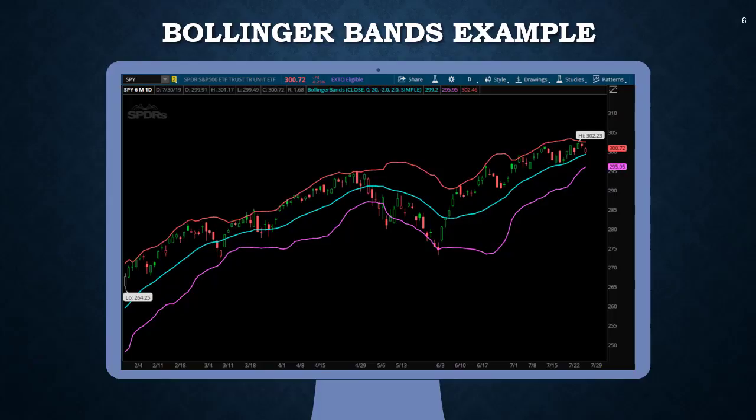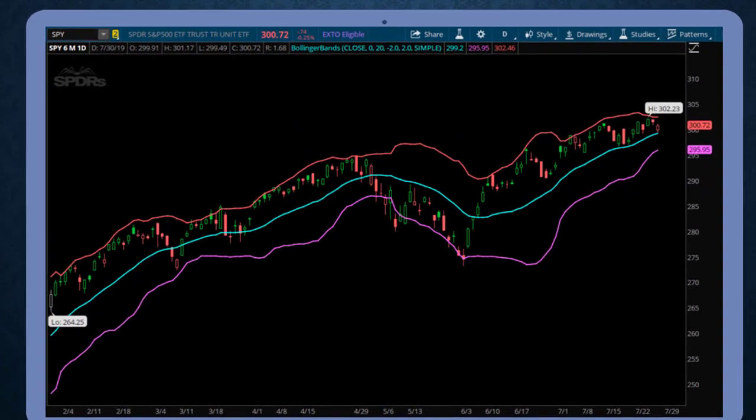Here is a picture of the SPY with the standard Bollinger Bands, and you can see that the blue line in the middle is the 20-period moving average. There are 2 standard deviations above and 2 below. The bands contract and narrow in, and then a big move comes. But the key here is that most of the price action, 95% or so, is inside those bands. I see maybe 1 or 2 candles that close outside of the bands.